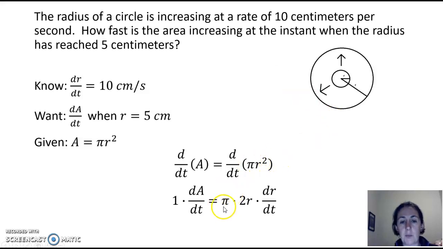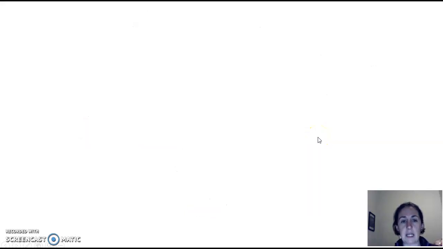Pi is a constant, so I pulled that out. The derivative of r squared is 2r, but with respect to t, we tack on this dr/dt. Now, dA/dt is what we want, so we'll solve this for dA/dt. And we get that dA/dt is 2 pi r dr/dt.